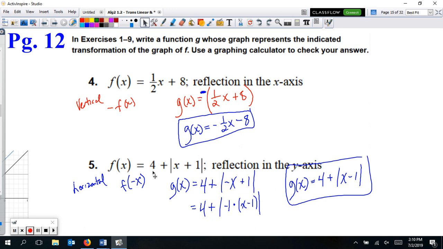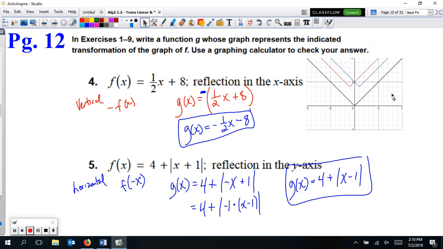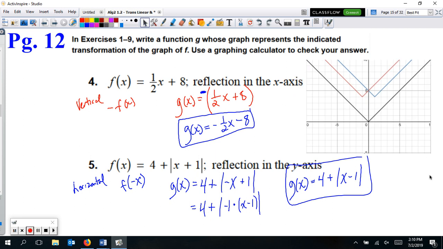Now let's go and look at our graph on this one. So let me pull this over here. Make it a little bigger for us. So here in the black is the parent function again.